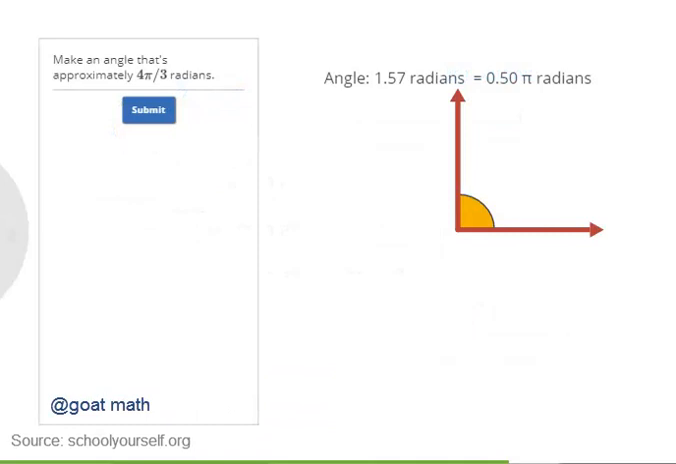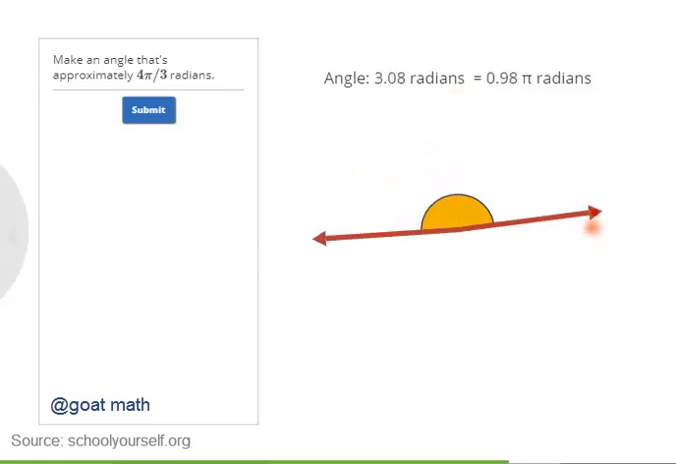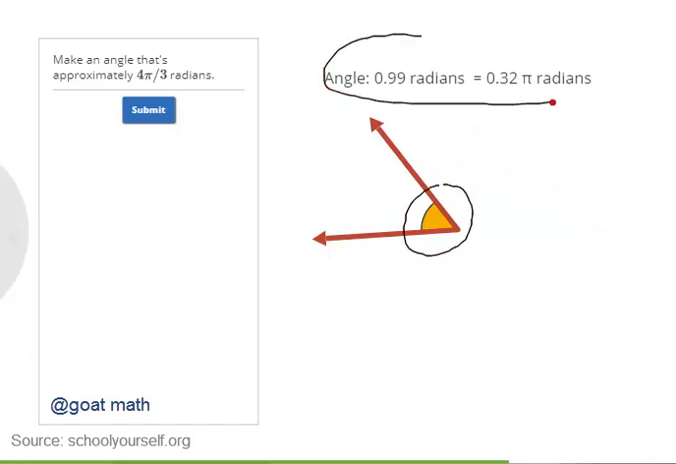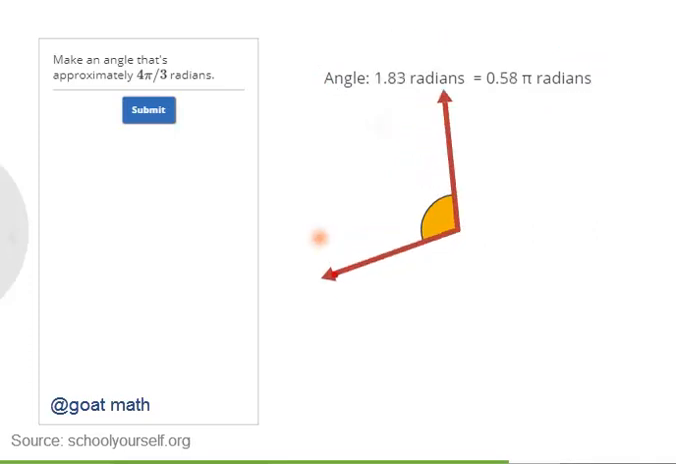Now in this interactive, you can see how different angles are measured in radians. Try rotating these two red lines by dragging the arrowheads. The angle between the lines is shown in yellow, and the exact size of the angle, measured in radians, is shown up here. Try playing around with these lines to make a few different angles, and when you're ready, try making an angle that's approximately 4 pi over 3 radians.